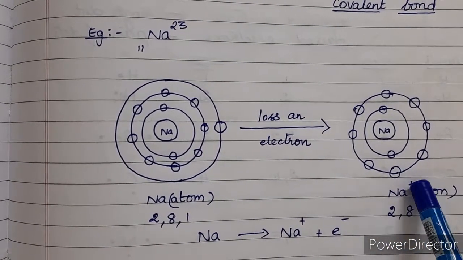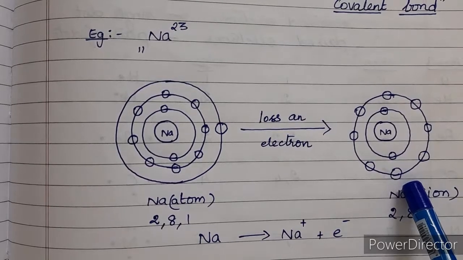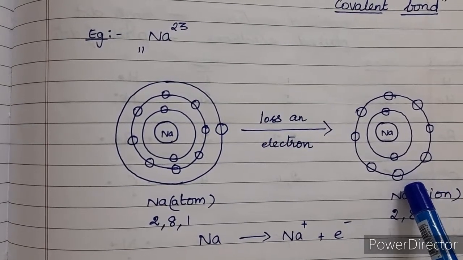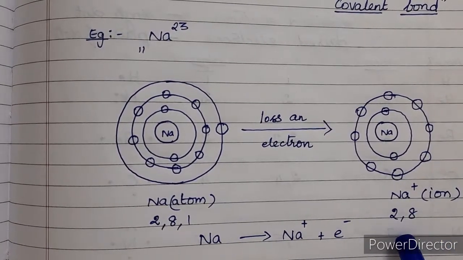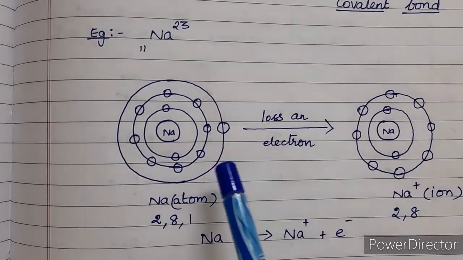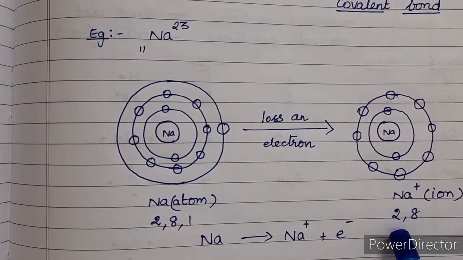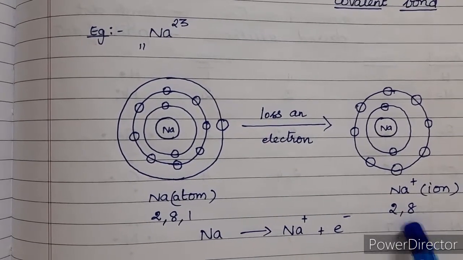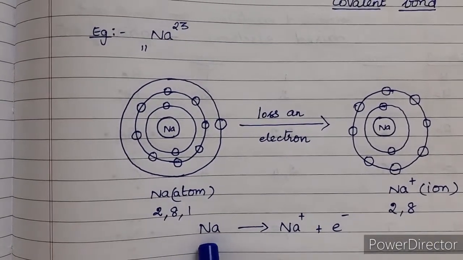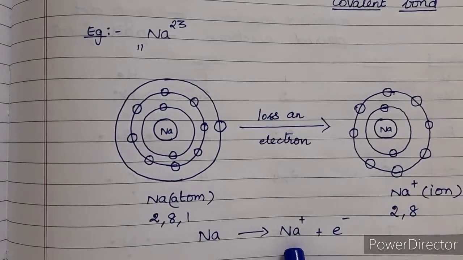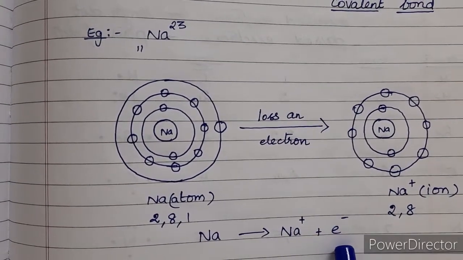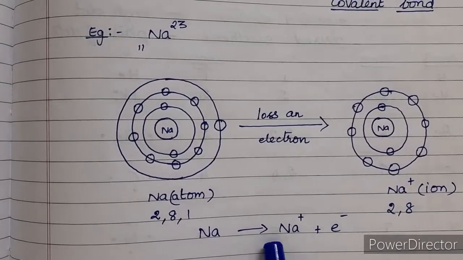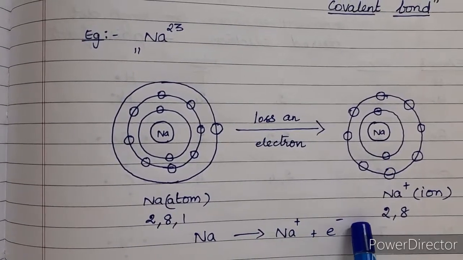So Na plus. Why plus? Because it has lost its electron in the outermost shell. Now what will be the electronic configuration? 2, 8, because it has lost its electron. So the electronic configuration is 2, 8, and this becomes the stable electronic configuration. Now we will see the equation. Sodium atom will become sodium ion after losing an electron. So Na gives Na plus plus e minus.